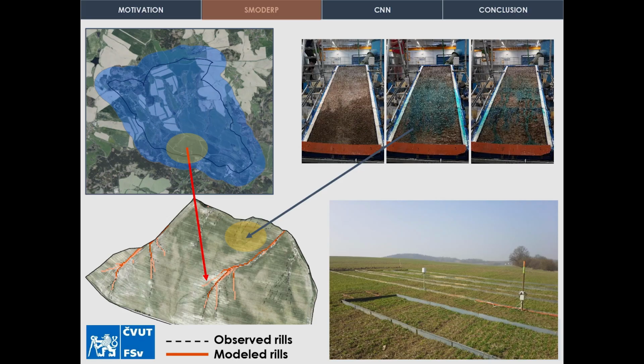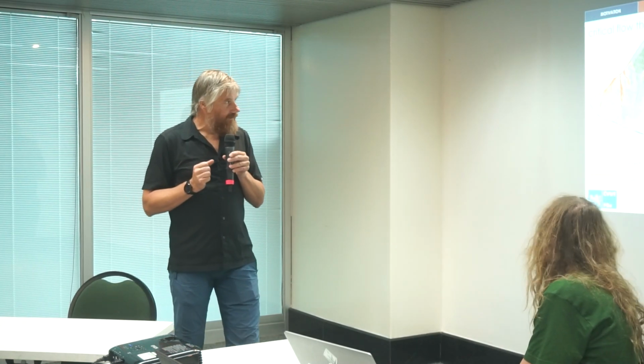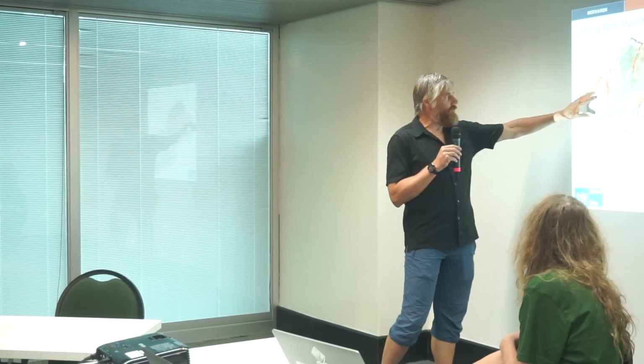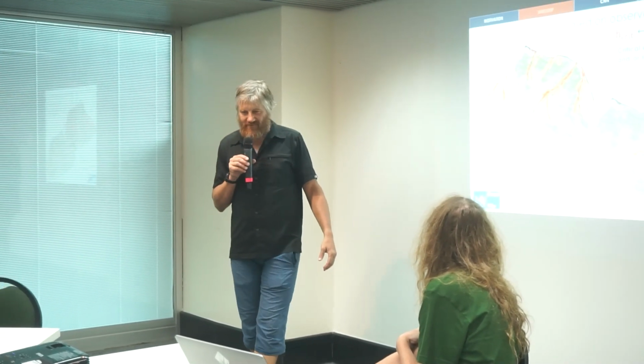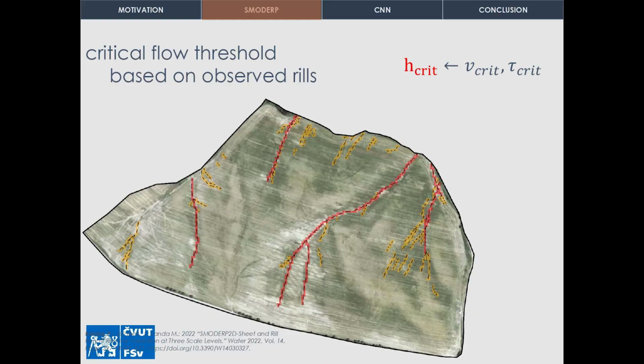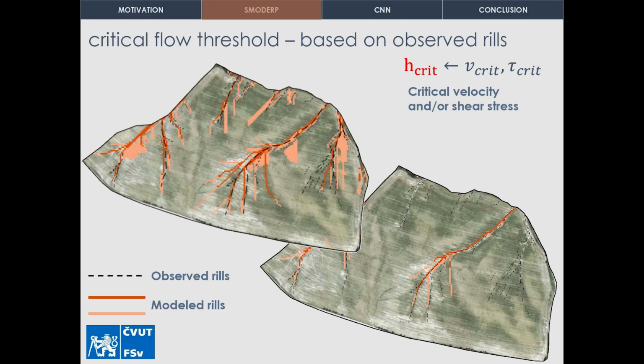Next, please. And you can see this is the observed rills, and the next slide is how it works if we found the best critical water level, and where are the rills. You can see here there are more pixels with rills than are detected by eye, and the second picture is a bit better.